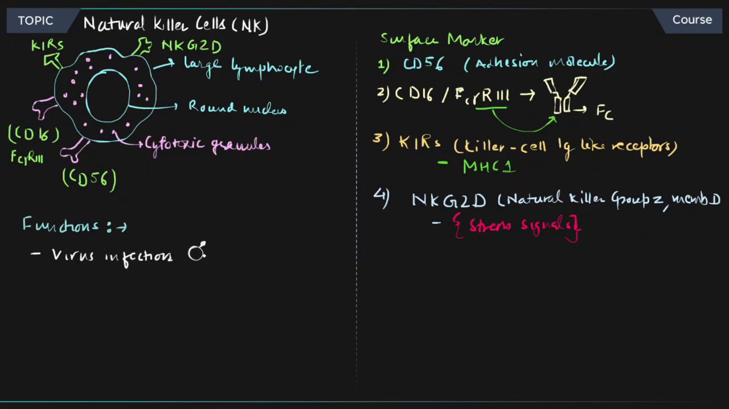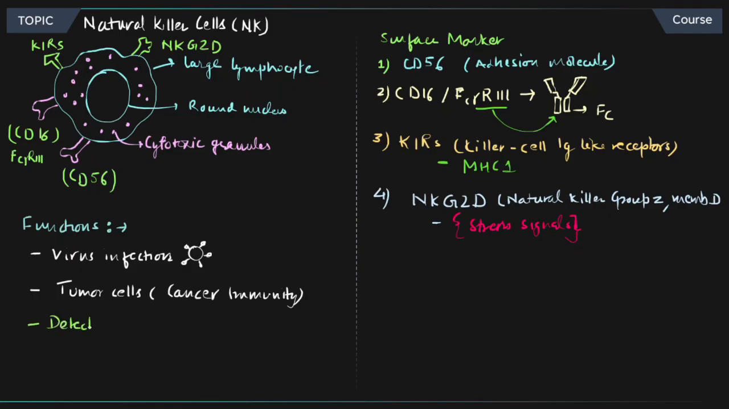So viral immunity is really important. Next, you have tumor cells. Tumor cells are the cells that have the ability to grow uncontrollably. So cancer immunity is very, very important when it comes to natural killer cells. NK cells are really important with virus infection, with tumor cells, or in cancer.